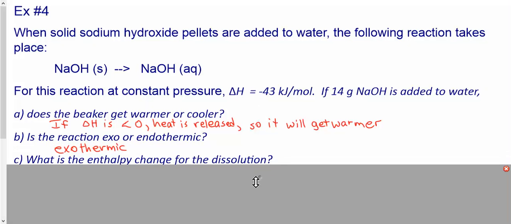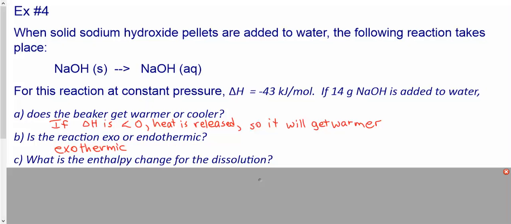C, what is the enthalpy change for the dissolution? Well, they're giving us in the problem that it releases 43 kilojoules per mole of sodium hydroxide dissolved. If we had 1 mole of sodium hydroxide and dissolved it, 43 kilojoules would be released. But we didn't have a mole, we only had 14 grams of sodium hydroxide. So we want to find out the enthalpy change for this reaction.